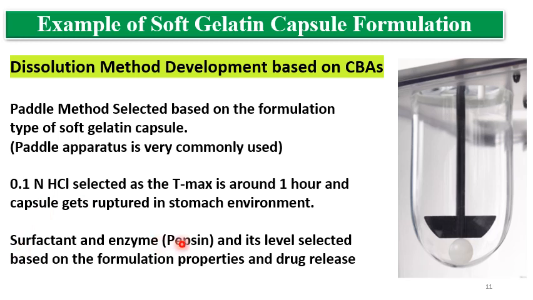Then surfactant and enzyme, pepsin, and its level are selected based on the formulation properties and the drug release. Now as the media is 0.1 normal HCl and it is on the acidic side, pepsin is used as an enzyme to digest the cross-linked gelatin. Surfactant is selected based on the API solubility and its concentration is justified.